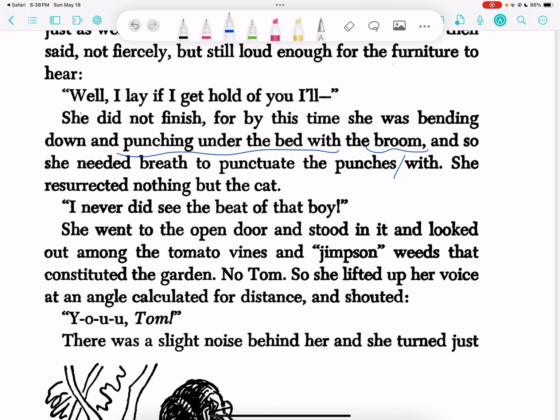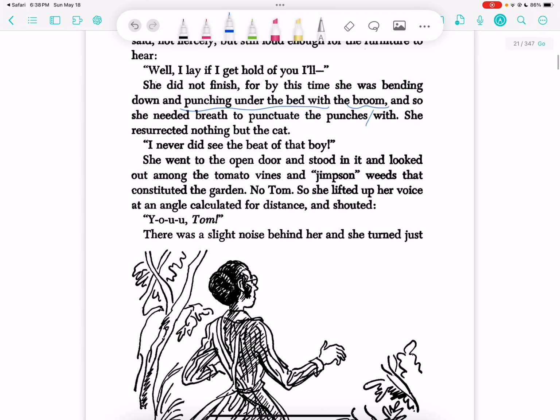He's gonna be really hiding under the bed. The fact that she has to do this kind of tells us a lot about this boy, Tom Sawyer. She resurrected nothing but the cat. I never did see the beat of that boy.